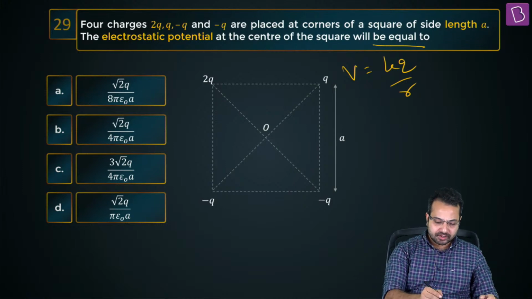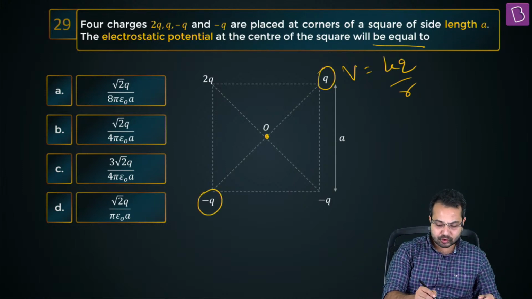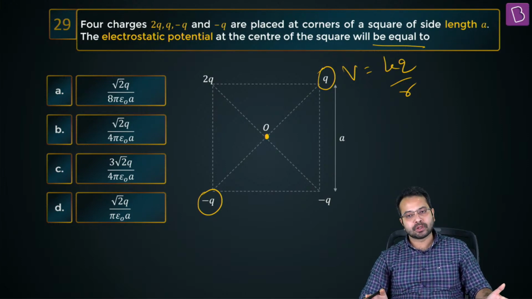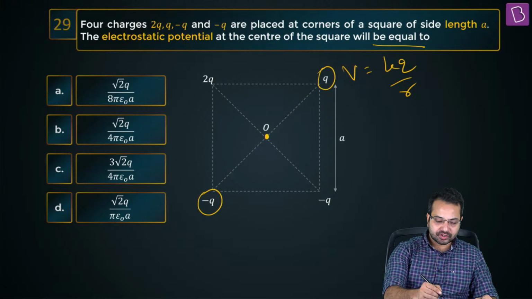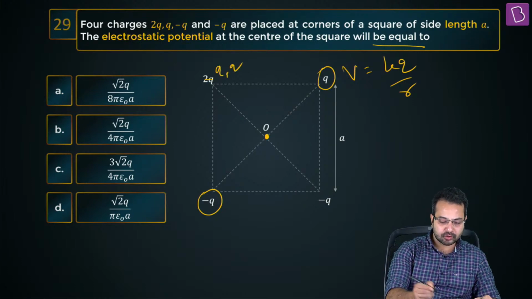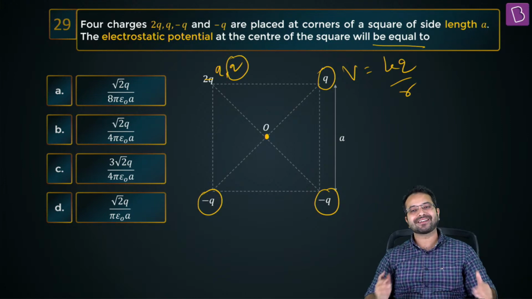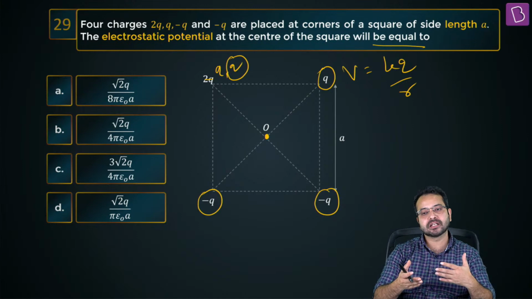What can you do? This minus q is going to have a negative potential here. This plus q is going to have a positive potential over here. And they're going to be equal in magnitude, because the charge magnitude is the same and the distance is the same. So they're going to cancel each other out. Now this 2q, I can write as q and q. So similarly, this minus q and this q are going to cancel each other out.